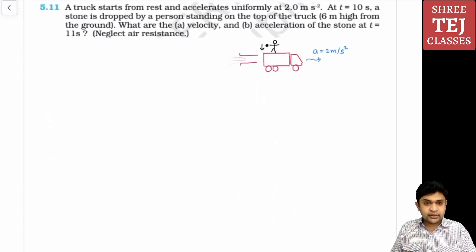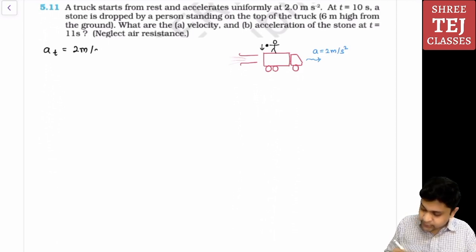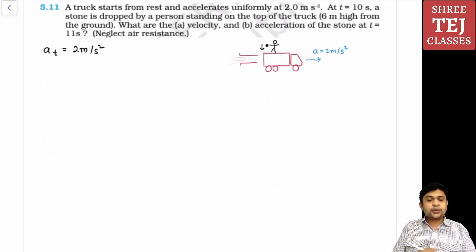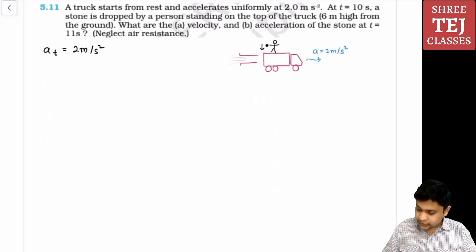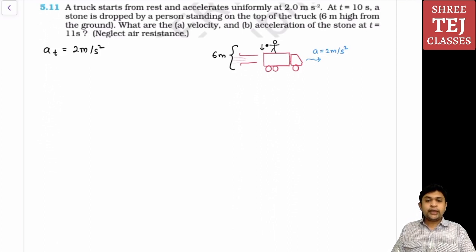Question 5.11. A truck starts from rest and accelerates uniformly at 2 meter per second square. So acceleration of truck is 2 meter per second square. At time t equal to 10, a stone is dropped by a person standing on top of the truck, at a height of 6 meter from the ground. So we have to calculate velocity and acceleration of the stone at time t equal to 11 seconds. So stone is basically being dropped for just 1 second.